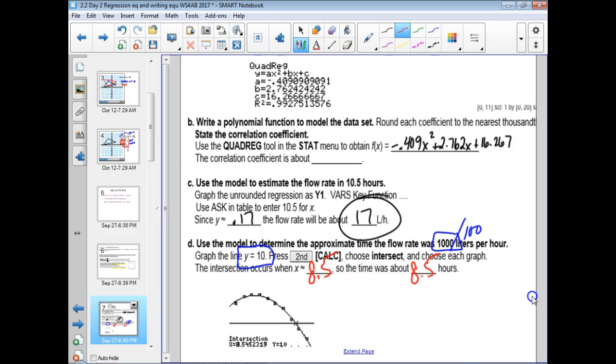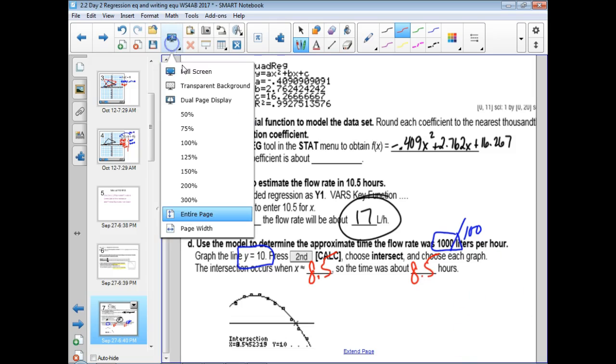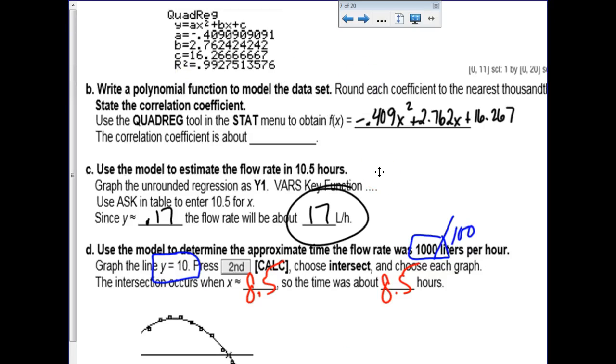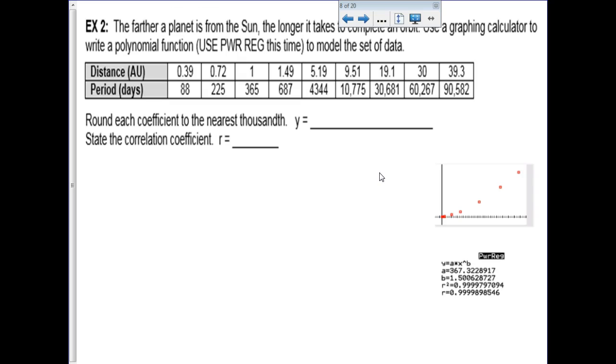Okay, very good, very good. So hopefully we're getting a little more comfy with our calculator. We are going to do a lot more with calculators in the upcoming future.